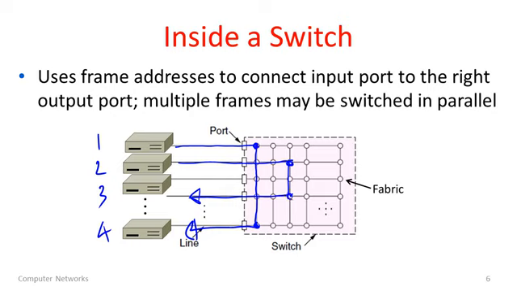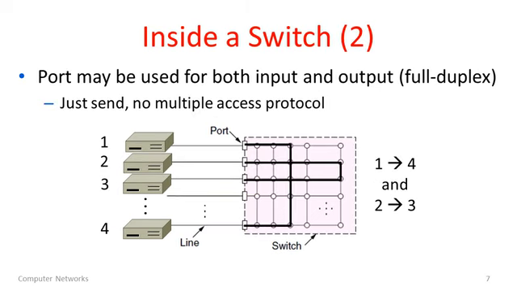And so that is how we can use different parts of this switch fabric to connect different input hosts to different output hosts at the same time. Here's just a cleanup of that figure where 1 is sending to 4 and 2 is sending to 3 at the same time. I'll note a couple of other things.